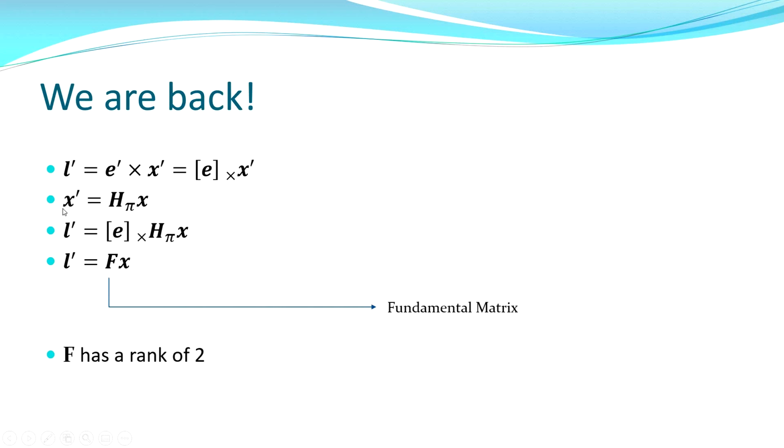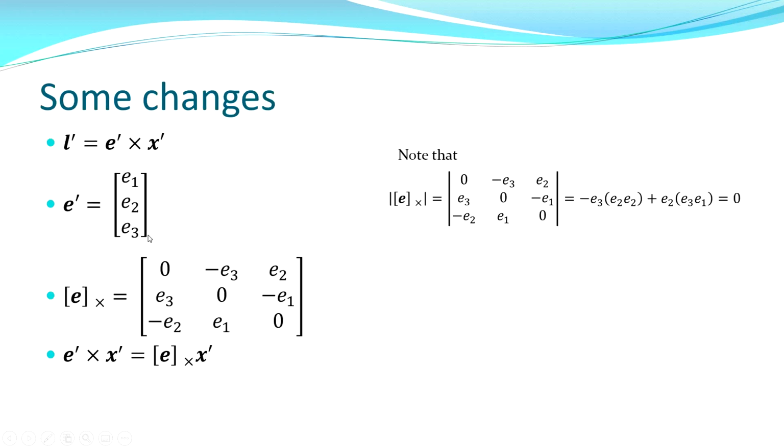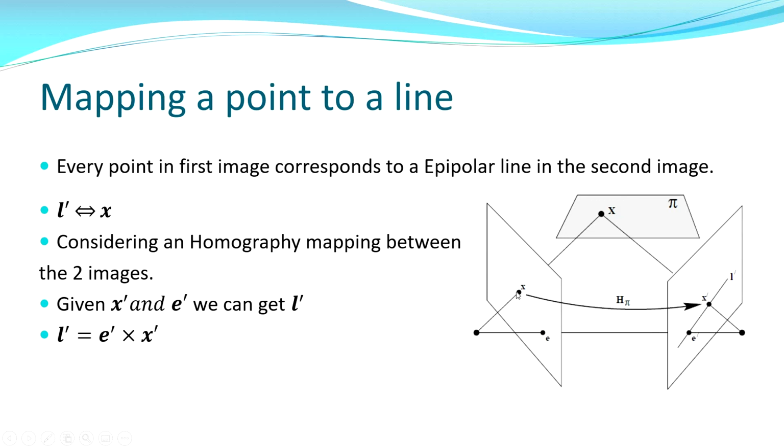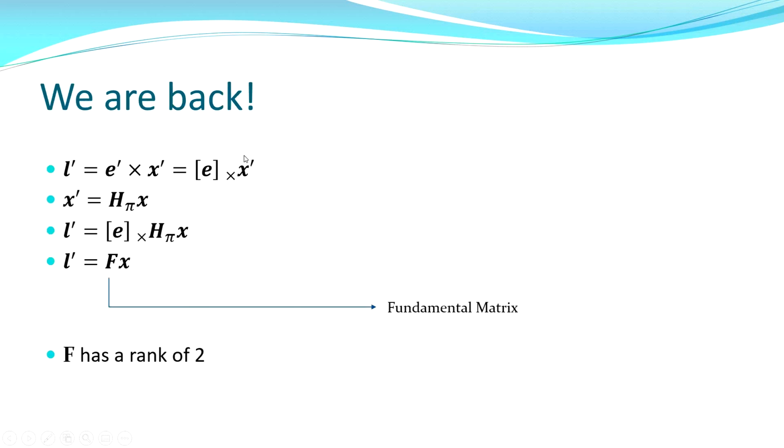Now x dash is equal to h pi into x. So we have some homography transform h pi by which we can come from here to here. There is some homography transform that we have seen by which you can get x dash from x. So we can write x dash as h pi into x. Some homography 3x3 matrix into x will give me the x dash that is over here. Now just replacing these points, instead of x dash I am writing h pi into x. Now this thing that we have over here, e cross into h pi, if we club it together, that is what we call a fundamental matrix.